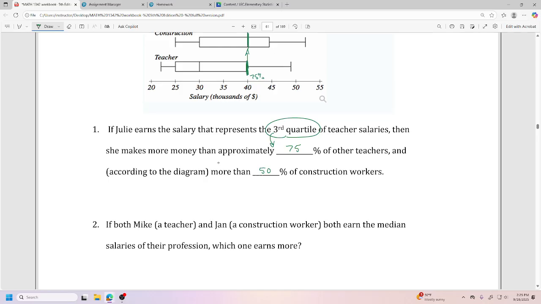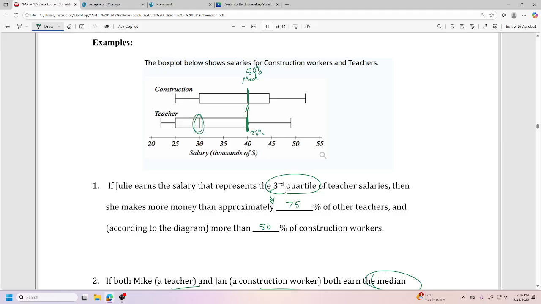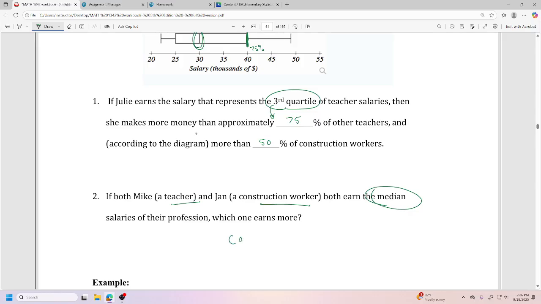So it says we got a teacher and a construction worker both earn the median. Which one earns more? So we're looking at the median here. This is the middle, and this is the middle. Which one's higher? Yeah, this construction worker. So that's what I would put. Construction. There you go. I can spell. Math person. Yay.